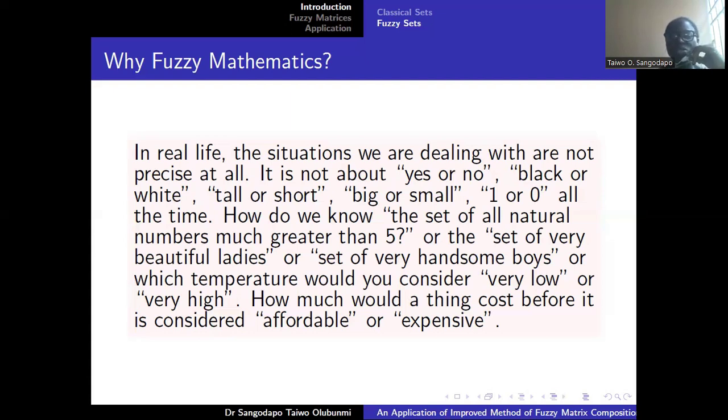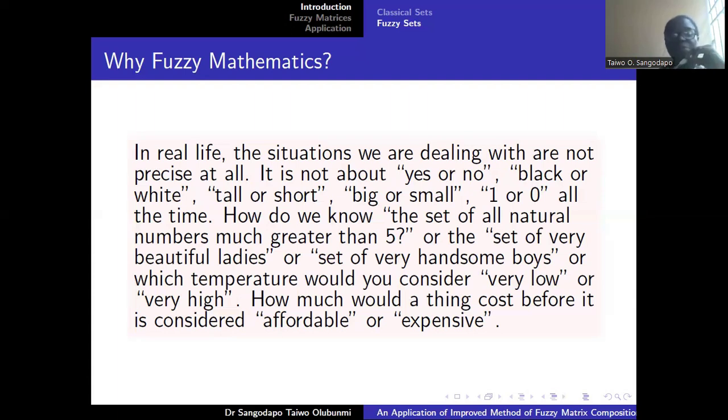How do we know the set of all natural numbers much greater than 5? You pick a set of natural numbers and you want to find the set of those numbers that are greater than 5. You cannot say precisely that, oh, it is 4, oh, it is 6, oh, it is 10. There must be something to look at before you conclude your option. Also, the set of very beautiful ladies. How do you want to measure the very beautiful? What is beautiful to you might not be beautiful to me. What is handsome to you as a boy might not be handsome to me. What you consider very low might be high for me. What you consider as a cost that you can afford might be so expensive for me.